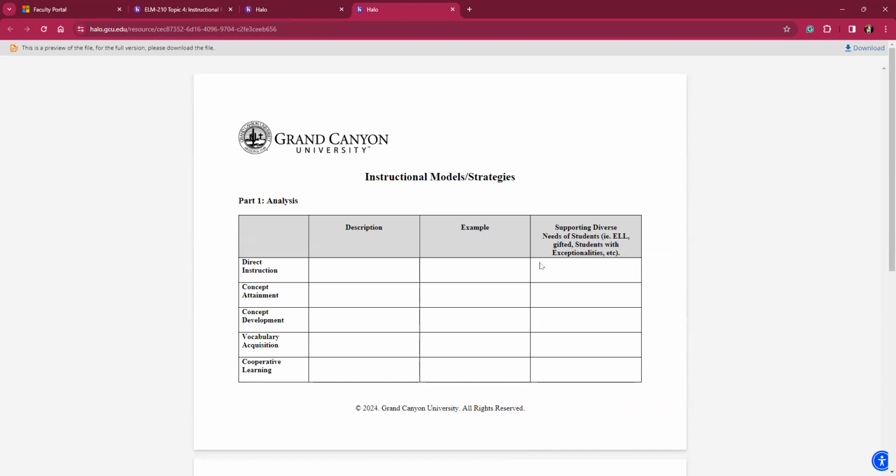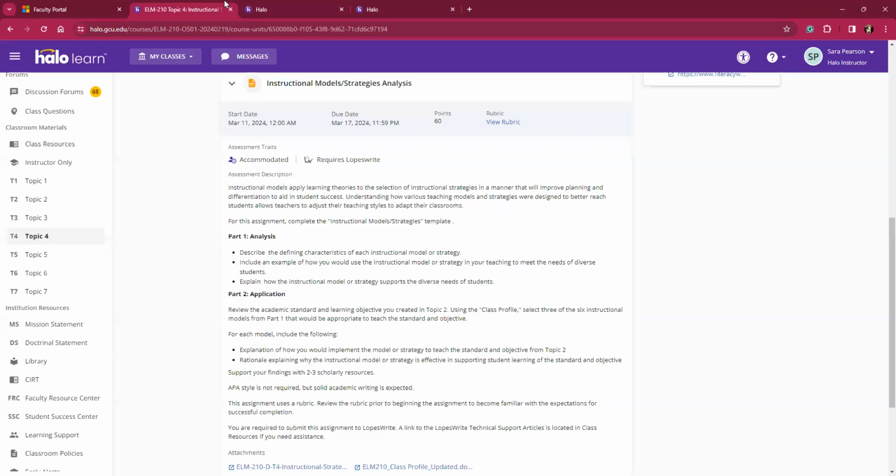And so you could talk about how the teacher models the lesson and that helps all students understand it before they have to try it themselves. And in this column specifically, using citations and scholarly sources is going to be important because you need to know how does direct instruction support those learners. So that's part one, the analysis.